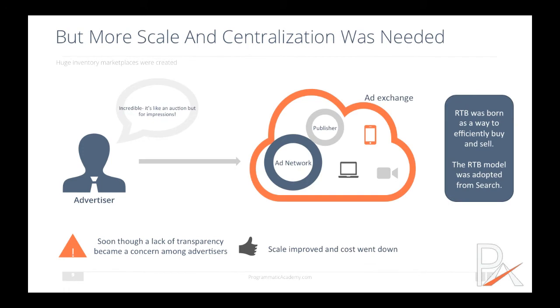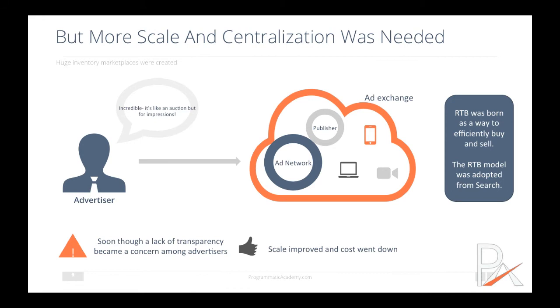However, later on, even with ad networks, there was so much internet inventory available that there was still more need for centralization. And this is where the concept of the ad exchange came in. So this is around 2005. Now, in order to buy all this inventory, a new model of buying was needed. And that's when RTB was born, real-time bidding, as you've probably heard.